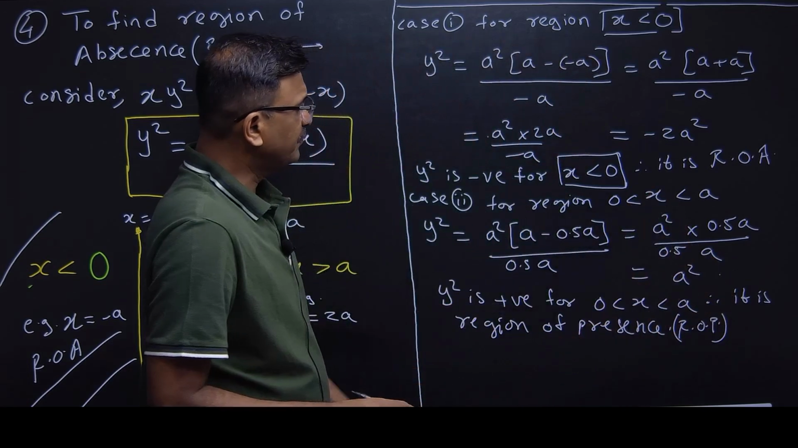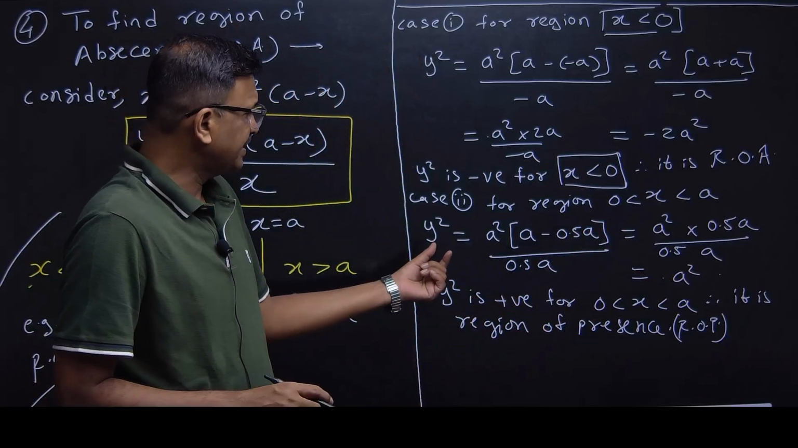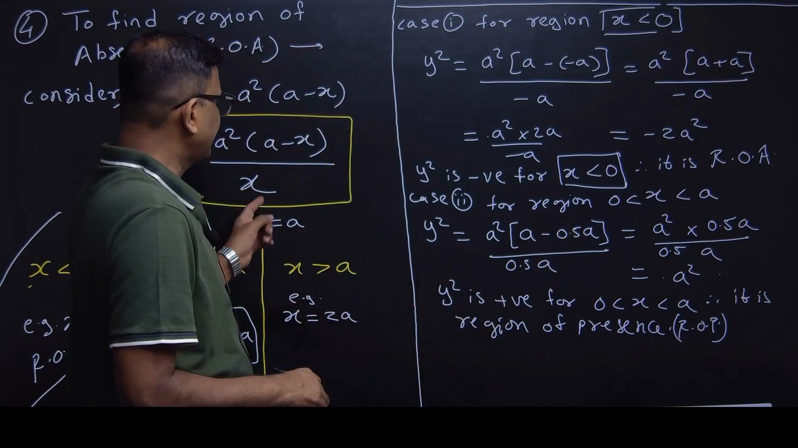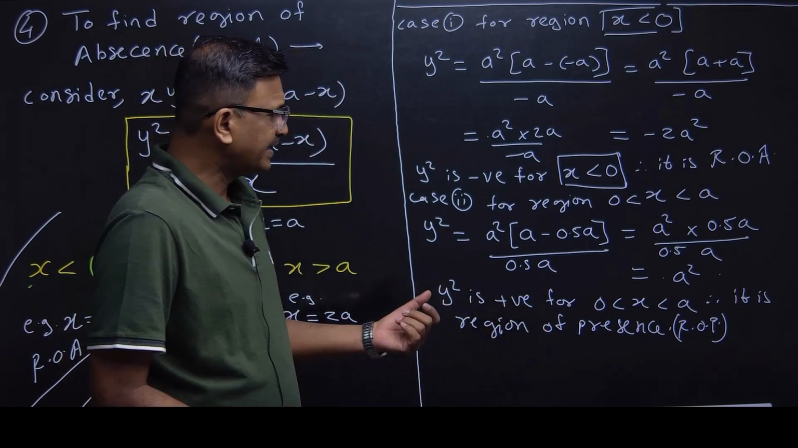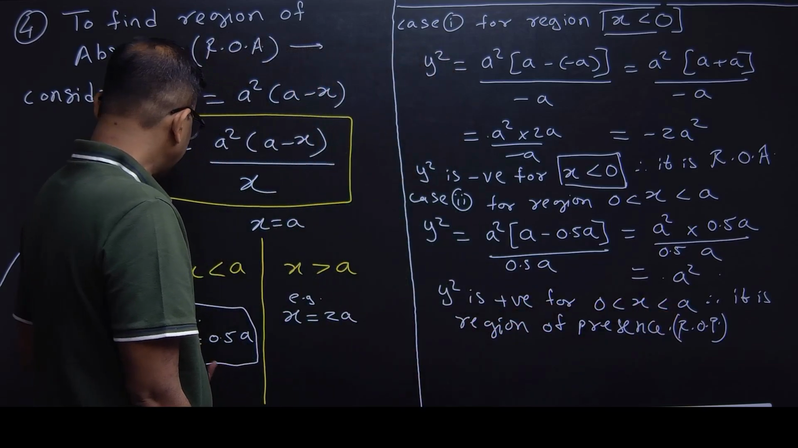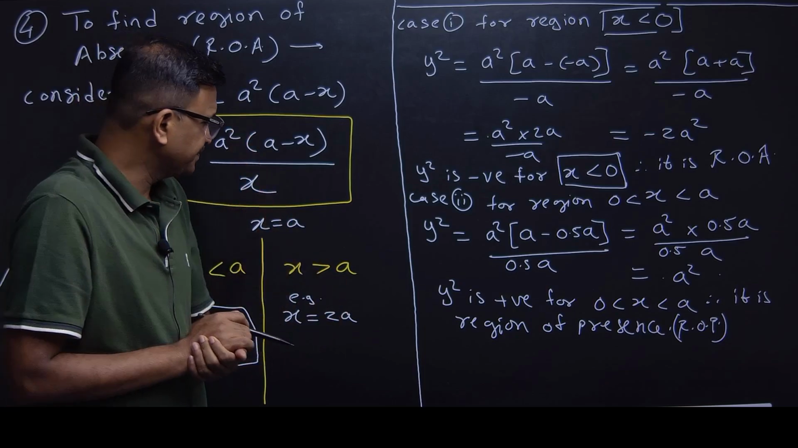What we are interested in is whether it is positive or negative. We can see that if you put x is 0.5a in this equation, we are getting y square as positive. Y square is positive in that region 0 to a. So therefore it is a region of presence. Here in this region 0 to a, x is 0 to x is a, the curve is going to exist.